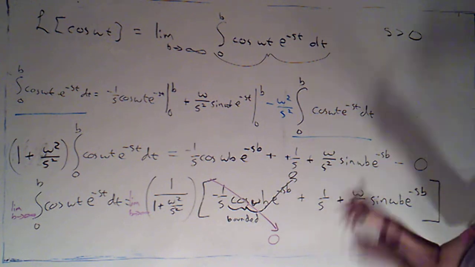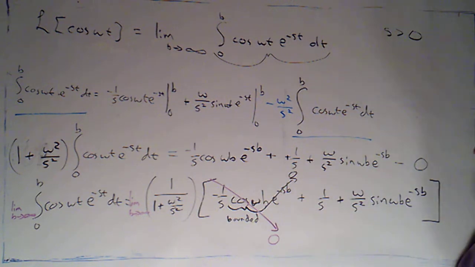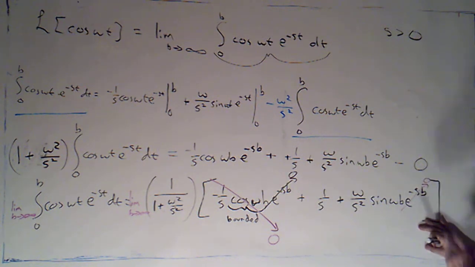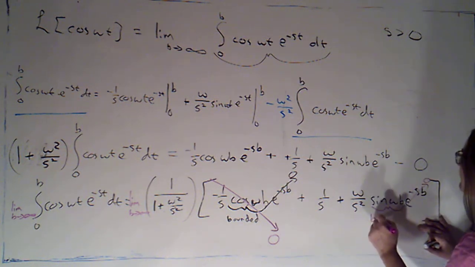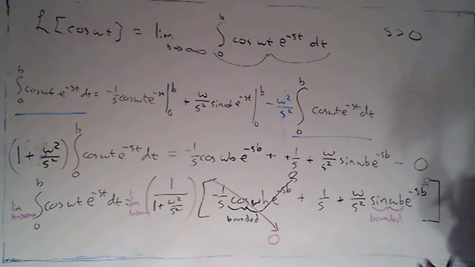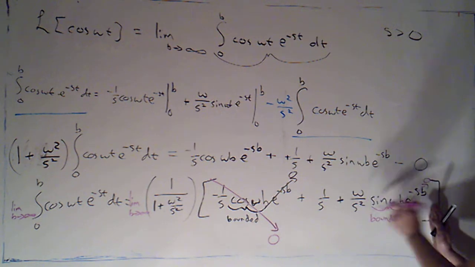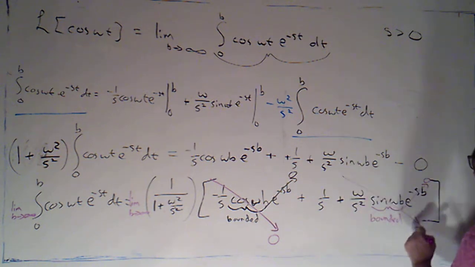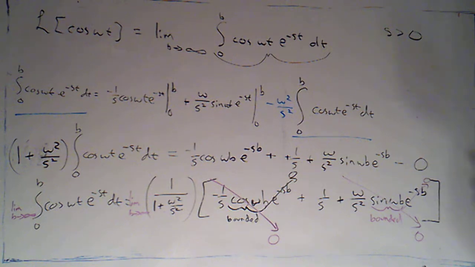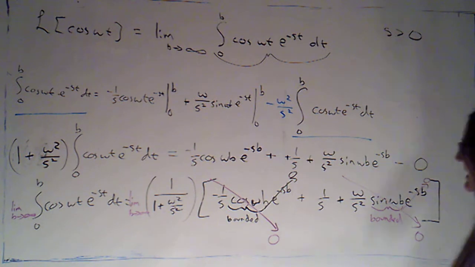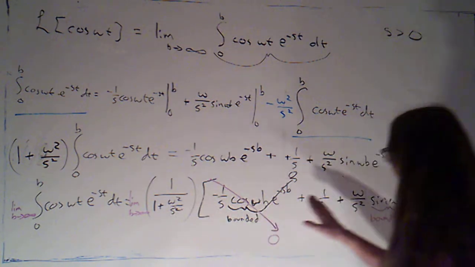1 over s doesn't have any b's in it, so it's constant with respect to b. This piece, same thing here. The exponential part is going to be going to 0 because s is a positive number. The sine is bounded. It's not going to plus or minus infinity, so this is not an indeterminate form. 0 does kill off anything finite, so that entire piece goes to 0. So, if I take my limit here, looks like I'm just getting this times this.